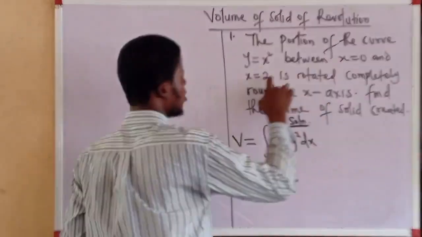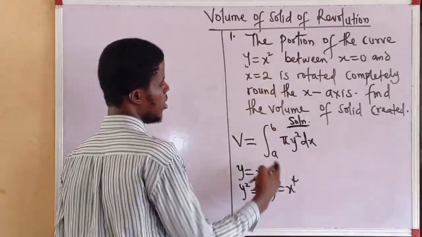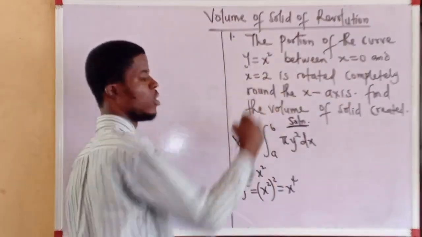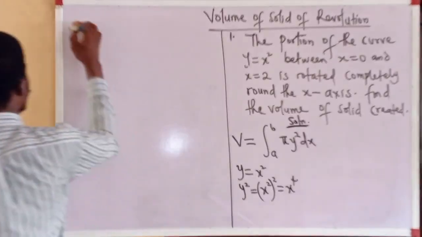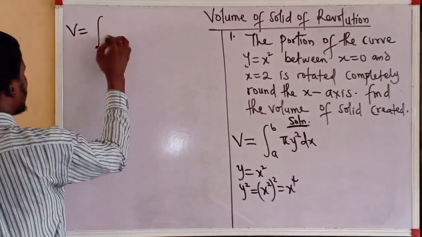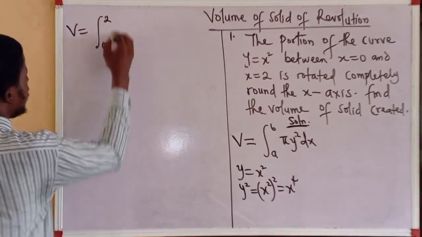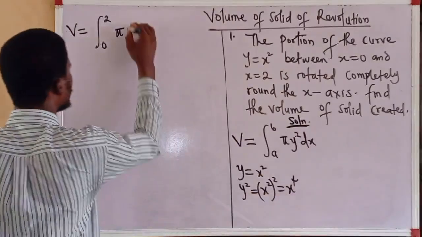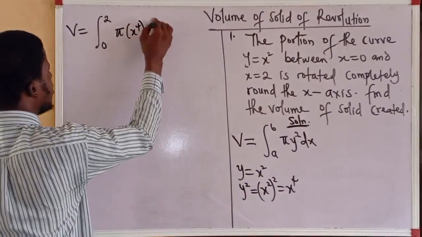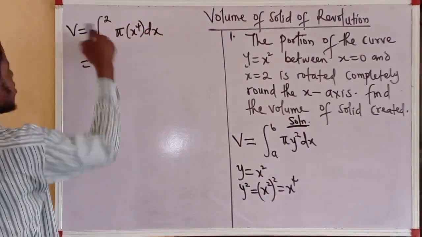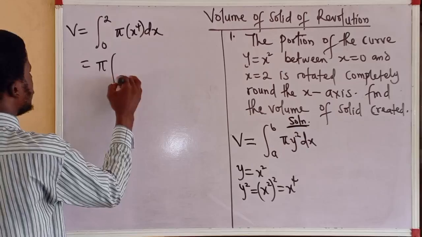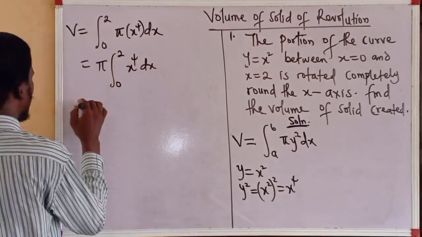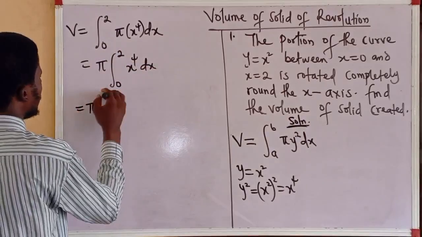X is equal to 0, x equal to 2. So a is 0, which is the lower limit. B is 2, the upper limit. So the volume of solid generated is the integral from 0 to 2 of pi, what's y squared? x to the power of 4 dx. Pi is a constant, so we have pi into the integral from 0 to 2 of x to the power of 4 dx.